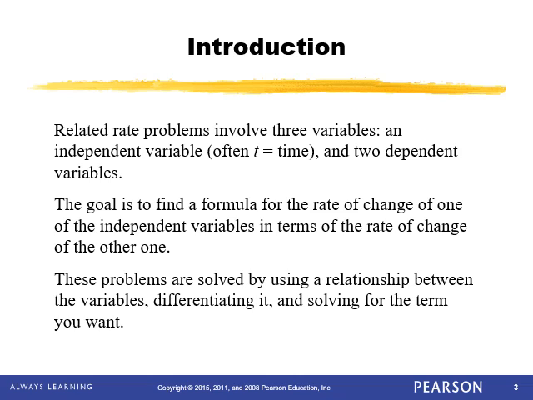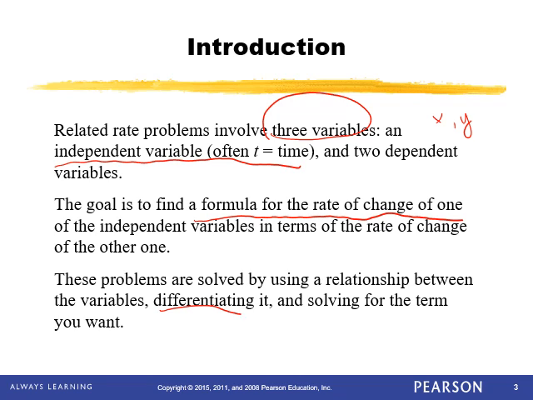So when we are looking at related rate problems, there are typically 3 variables instead of just our x and y variables. Typically that third variable is the independent variable, often time. Our number one goal is to find a formula for the rate of change of one of the variable terms. These problems are solved by using relationships between variables, differentiating or finding the derivative, and solving for the term you want.